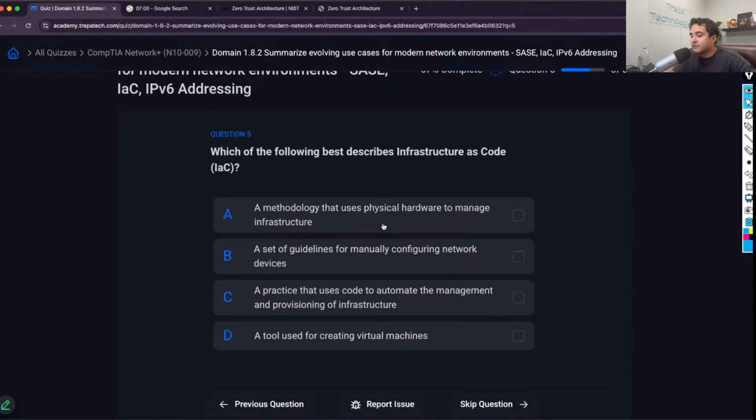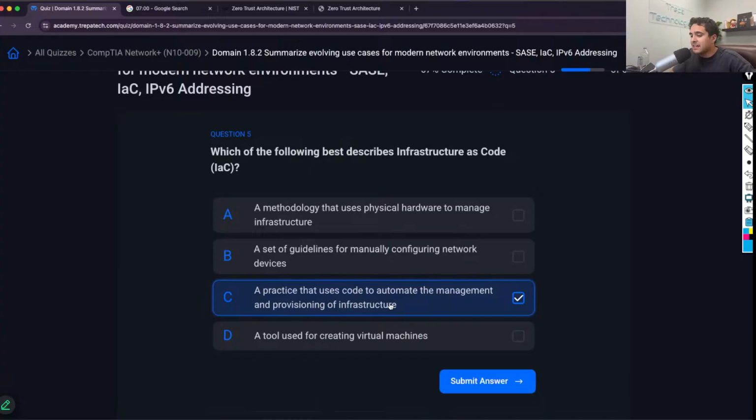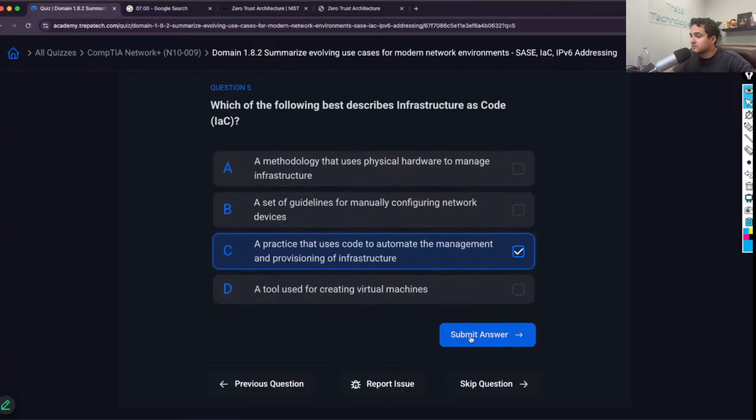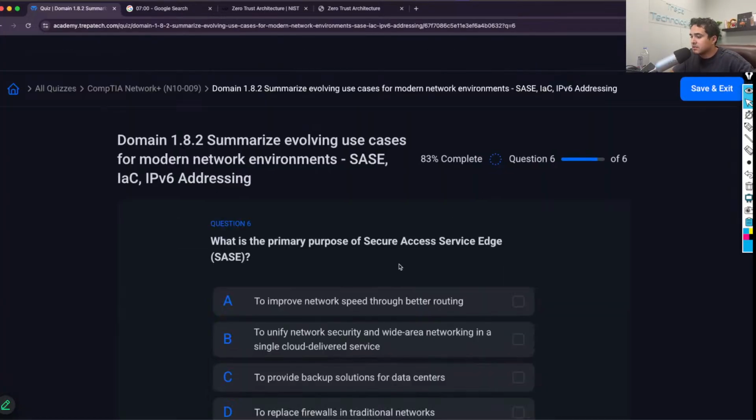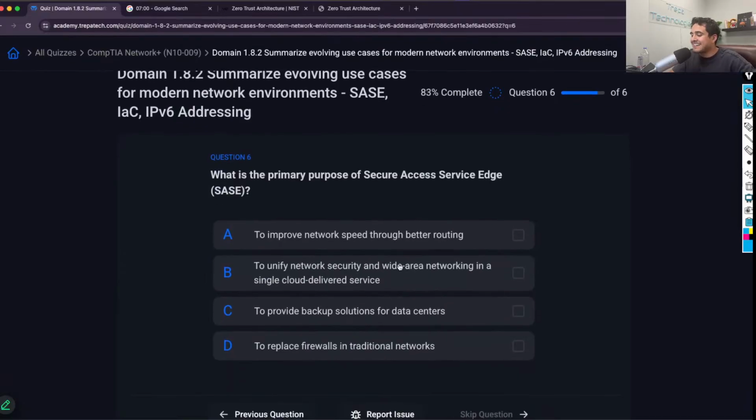All right, question 5. Which of the following best describes infrastructure as code? So not manually. I want to go with C here. A practice that uses code to automate the management and provisioning of infrastructure. Okay. We're not going to get 100 because the duplicates mess up my scores.